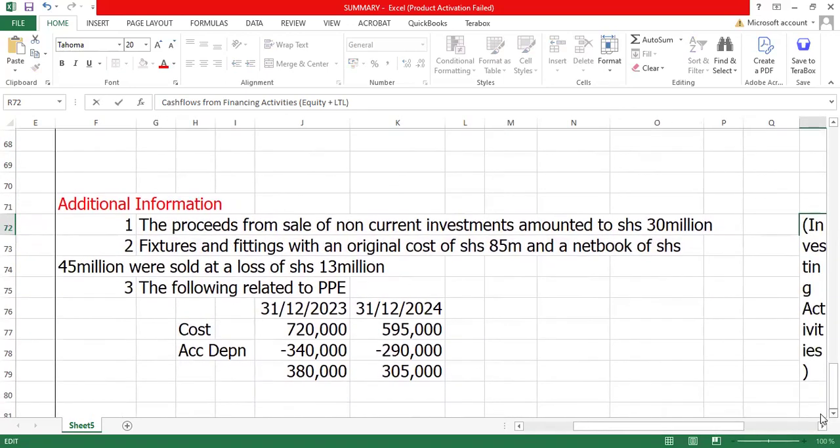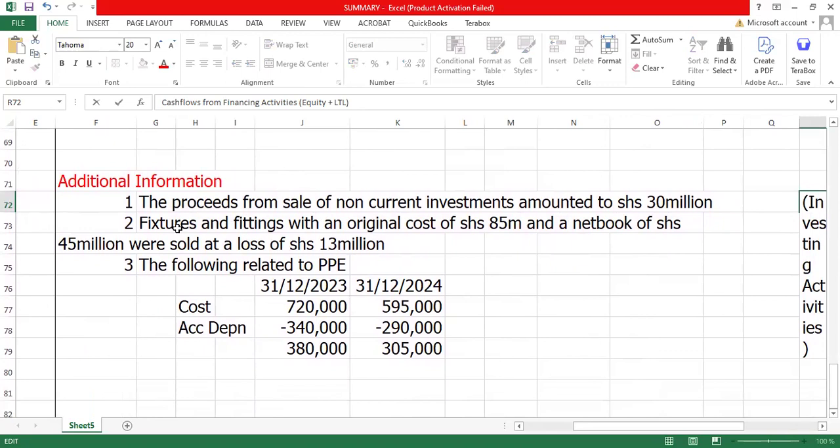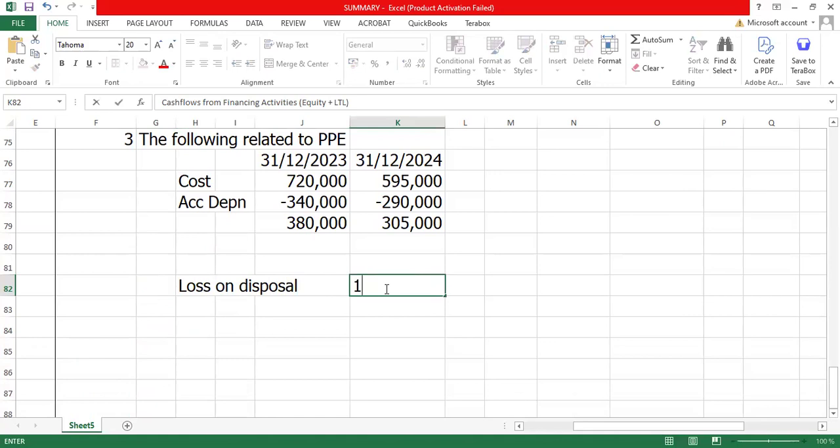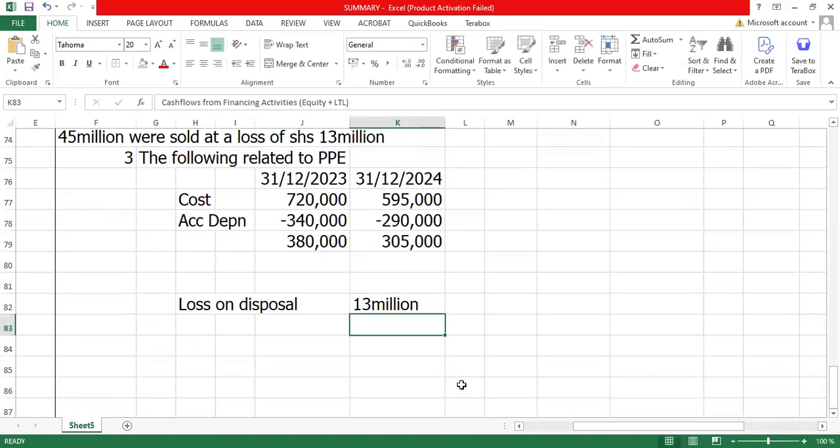How do you handle note number 2? Fixtures and fittings with an original cost of shillings 85 million and net book value of shillings 42 million were sold at a loss. What comes into your mind? Number 1, you have loss on disposal. Loss on disposal was how much? 13 million.